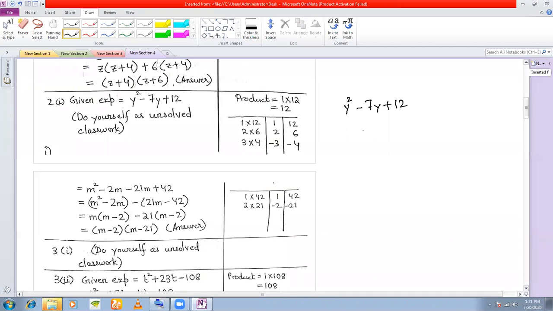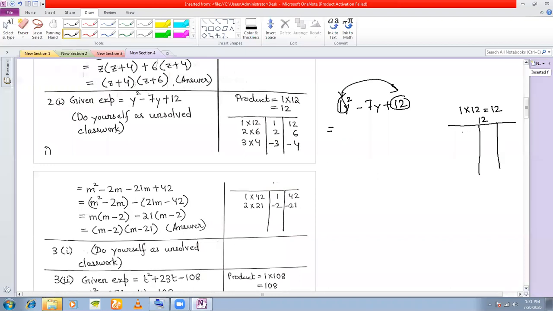Okay, I'll continue this tomorrow, but let me do this one last sum. We multiply the coefficient of the extreme terms. Here I have a 1 and here I have a 12. So I multiply these two to get 12. 1 into 12 is equal to 12. Now I try to break up 12 into two factors.